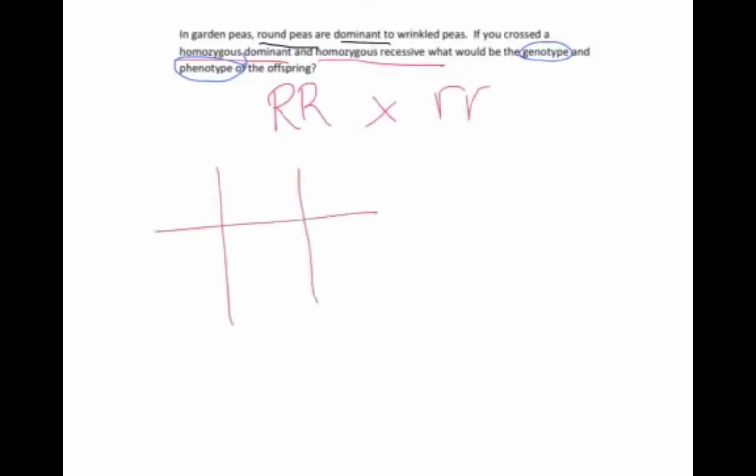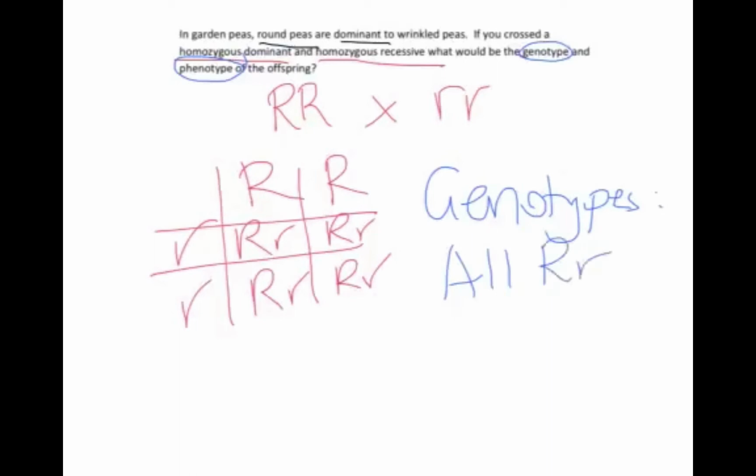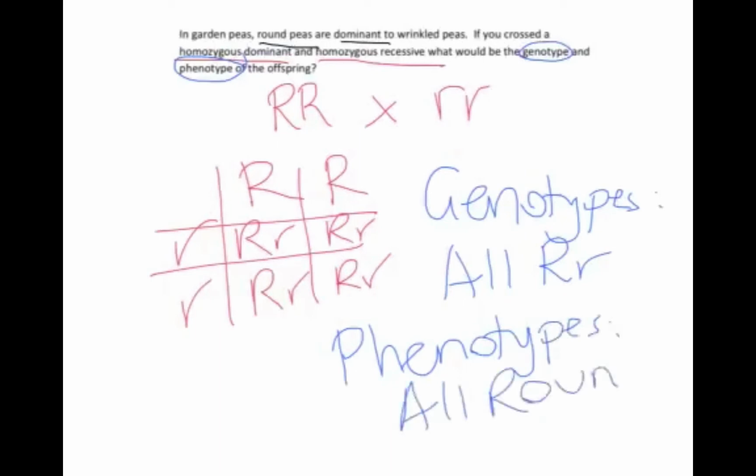So let's draw up our Punnett square, big R, cross with little r, and we do our cross: big R, little r, big R, little r, big R, little r, big R, little r. The question is asking us for the genotypes. So the genotypes, excuse my writing, is all big R, little r, and the phenotype is all round. The reason that they're all round is every single one of our offspring contains that dominant allele for the round seeds.